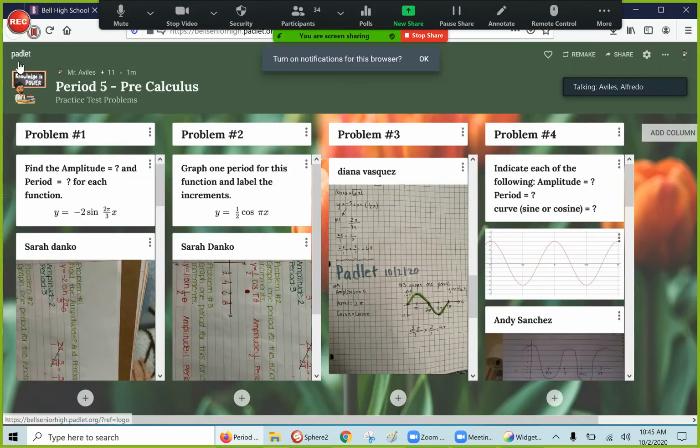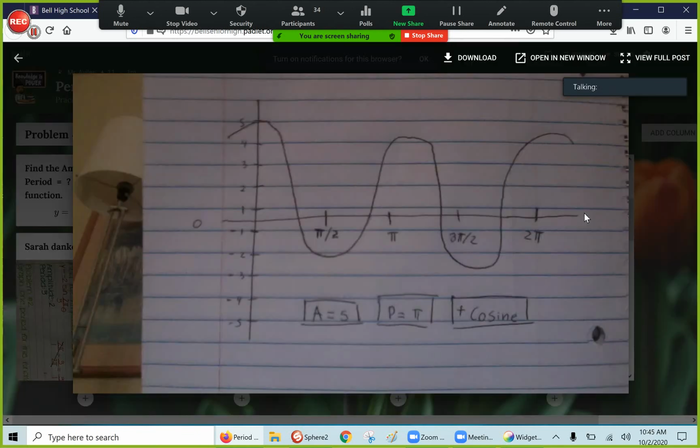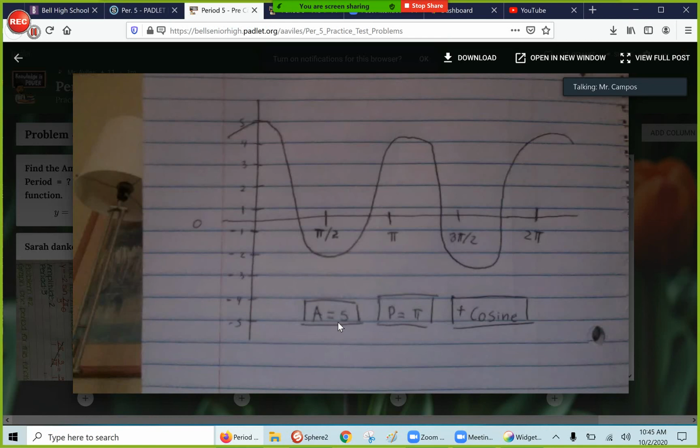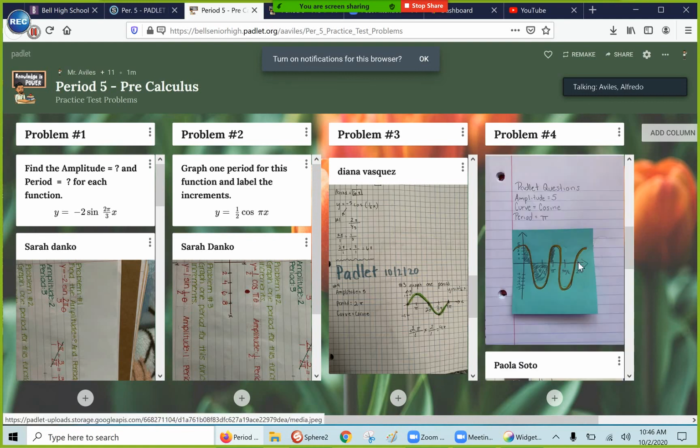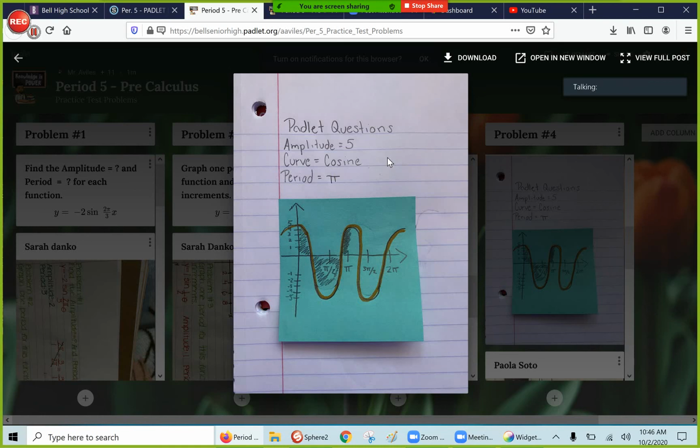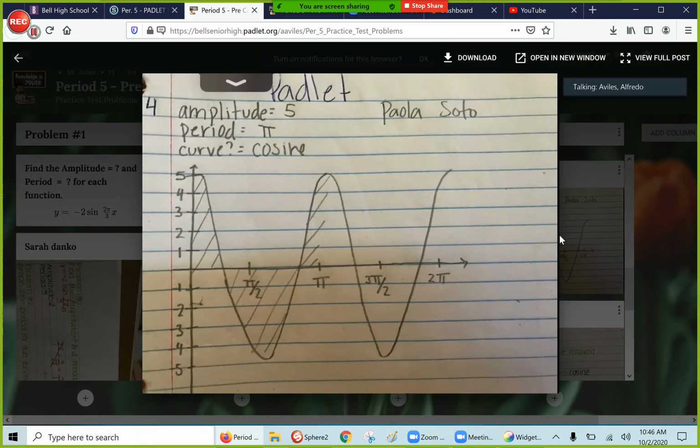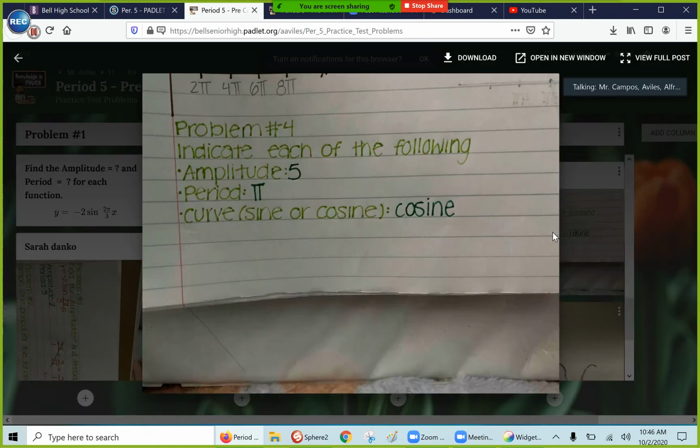All right, so let's see what people put. Is this right? Correct. Oh, that's correct. All right, that was Andy. Thank you, Andy. Who's this? Ooh, Kirby. Is this correct? See? And they're doing the shading so they can see that it completed one cycle. Very good. And here it's at pi. Thank you. Very good. And Paola. Oh, did the same thing. 5 is the amplitude, pi is the period, and it's a cosine curve. Too easy, right? This one did not show the curve, but the answers are correct.